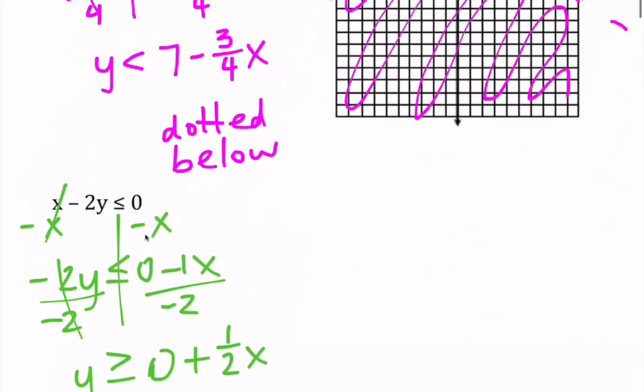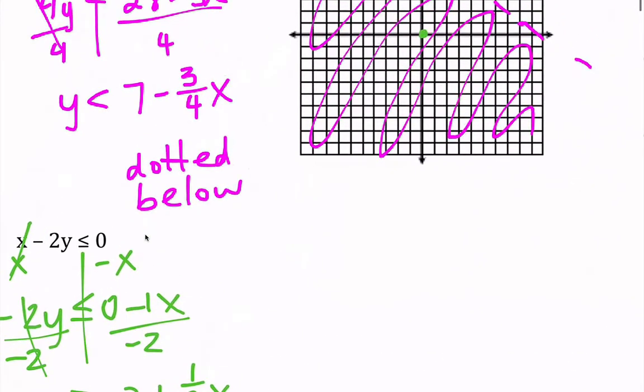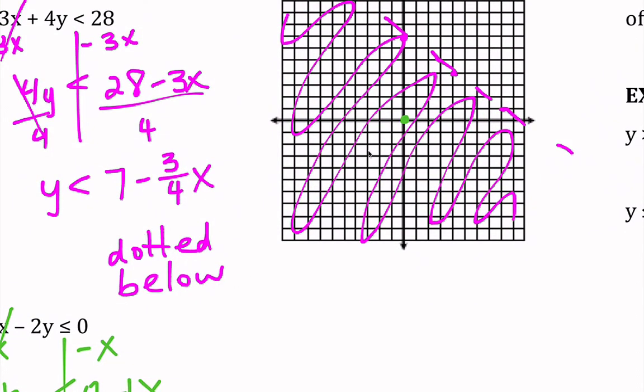So on the y-axis, I'm going to put a dot at 0. And we said our slope is a positive 1/2. So from my y-intercept, I'm going to go up 1, right 2, and do it again: up 1, right 2, up 1, right 2, up 1, right 2.